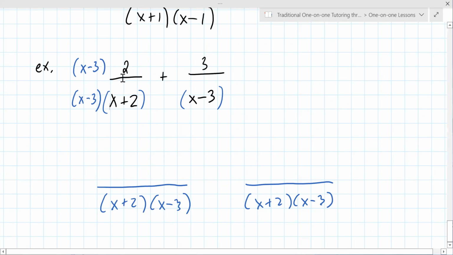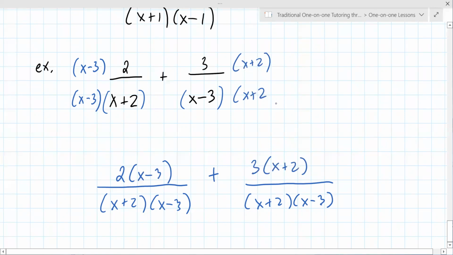Yeah. In the top, you write 2 times x minus 3 plus. Now over here, what am I missing on the right? 3 over x minus 3. Well, I'm missing the x plus 2. So 3 times x plus 2. It's kind of like cross multiplying: x minus 3 up there with the 2, x plus 2 over there with the 3. Okay.